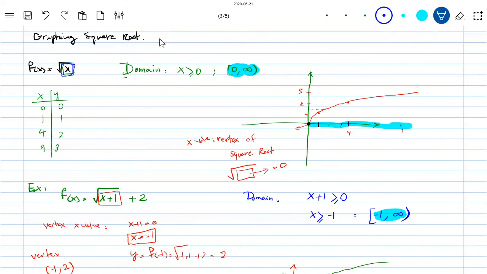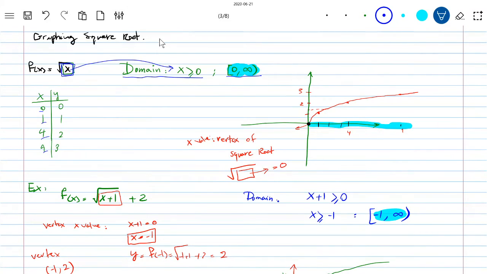So first you have to find out what is the domain. Domain turns out to be all the x's underneath the square root must be greater than or equal to 0. So therefore, the domain must be, if you write it in interval notation, from 0 to positive infinity. Then when I pick points for the table for x and y, I'm only allowed to pick positive numbers or 0. I cannot pick a negative number because then I will get a complex value. It's not allowed to have complex values.